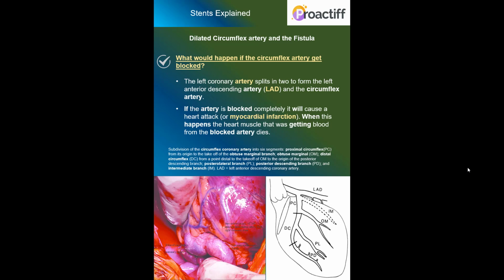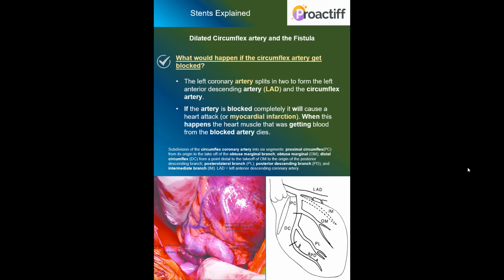The dilated circumflex artery and the fistula. As you can see here in this picture, you have the complete understanding of the left coronary artery that splits into two forms: the left anterior descending artery, commonly referred to as LAD, and the circumflex artery itself. And the black and white picture shows you the LAD, the left anterior descending coronary artery, on the periphery to the top right.